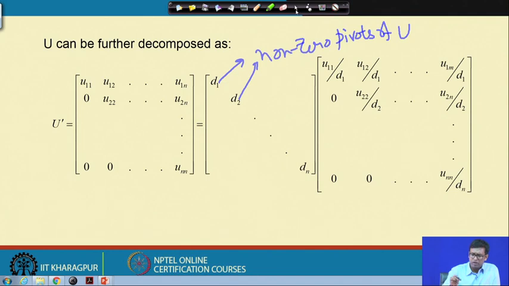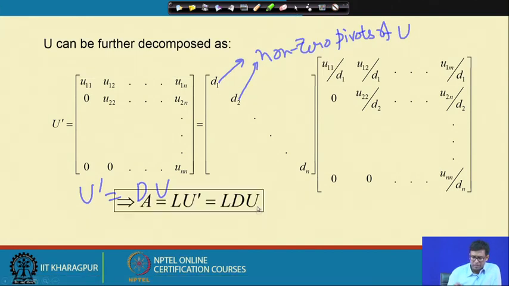So, we can then write U, or U prime, as a multiplication of a diagonal matrix and another upper triangular matrix. So, an upper triangular matrix can be further decomposed into a diagonal matrix and an upper triangular matrix, and then we can write A is equal to LU prime, or A is equal to LDU. Instead of LU decomposition, we can also have an LDU decomposition. Note that this U will be different from U prime. So, this is also a unique decomposition of any A matrix.